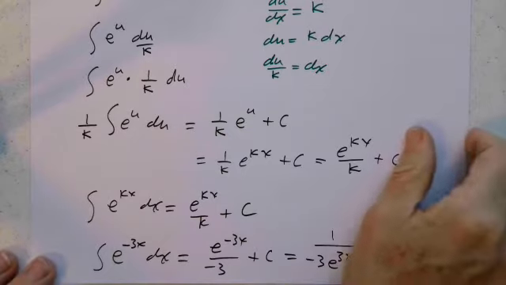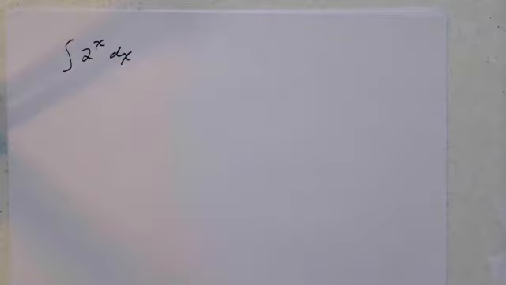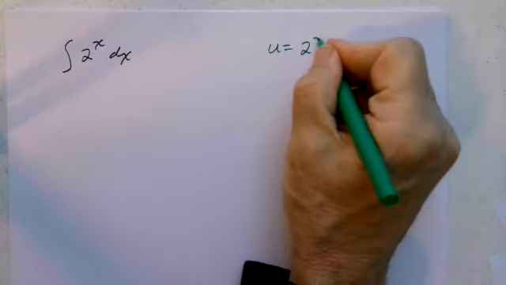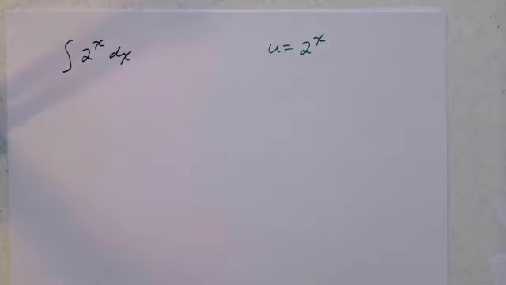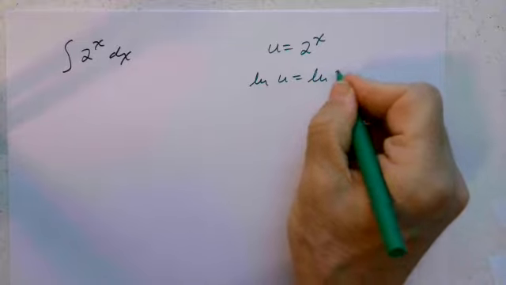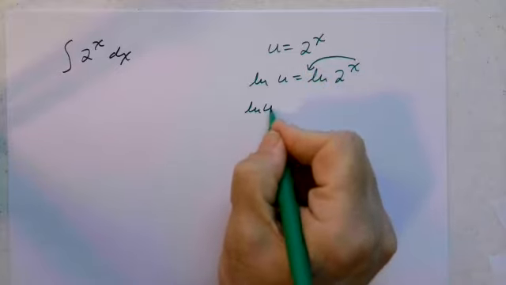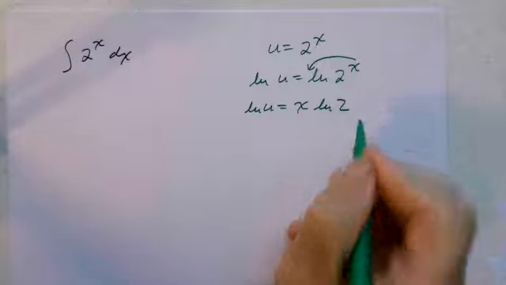But what if we're not dealing with an exponential function of exactly this form? So let's say we are looking at the integral of 2 to the x. How do we do this? How do we do the integral of 2 to the x? Well, I do this with a u substitution. And I'm going to say let u equal 2 to the x. If we want to pull the exponent down, we're going to take a log of both sides. So we get log of u is log of 2 to the x. And then the x comes down front. And we get natural log of u is x times natural log 2.